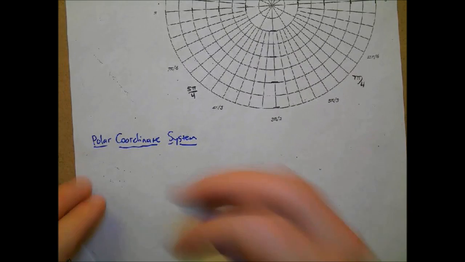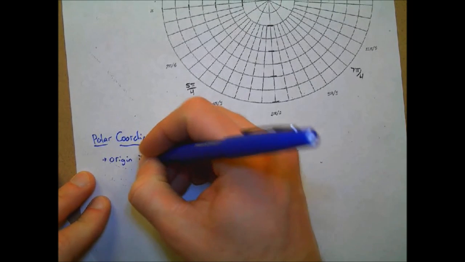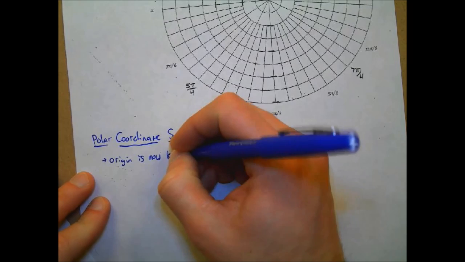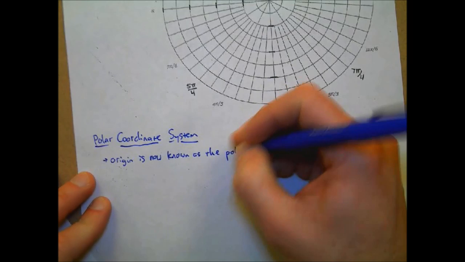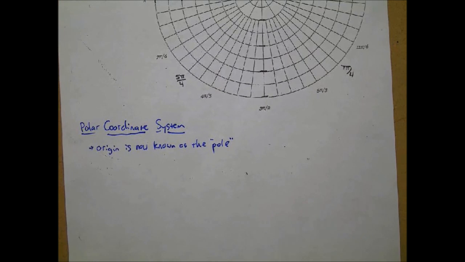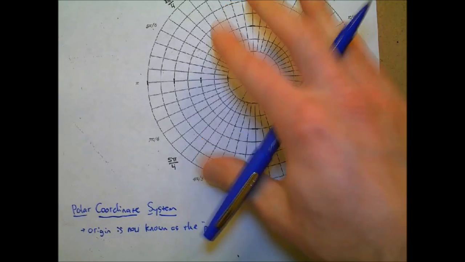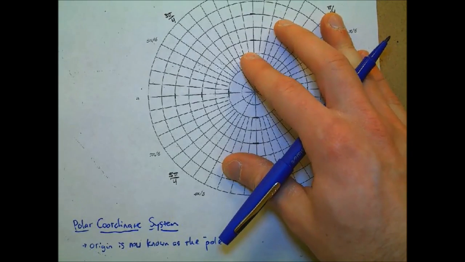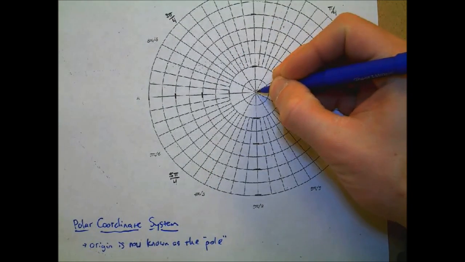The origin is now known as the pole, P-O-L-E. If we look at our graph paper real briefly, you can see where the pole is. Imagine mapping this onto our more usual, typical rectangular coordinate system. This would be the pole, right here, at the very center of our polar coordinate graphs.